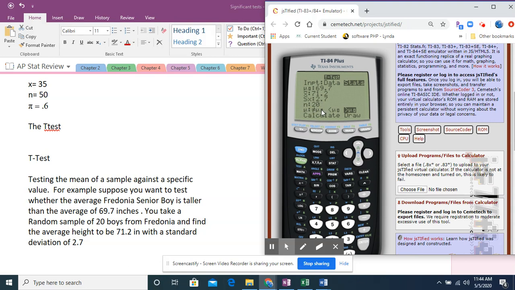We have n equals 20, and we're checking to see if they're taller. So this is a one-tailed test with the greater than mu naught selected, and we're going to calculate it. So the test that mu is greater than 69.7, t equals 2.48, p-value of 0.011. This is significant. We would reject the null hypothesis. It appears that Fredonia boys are taller, and this is a one-tailed test.